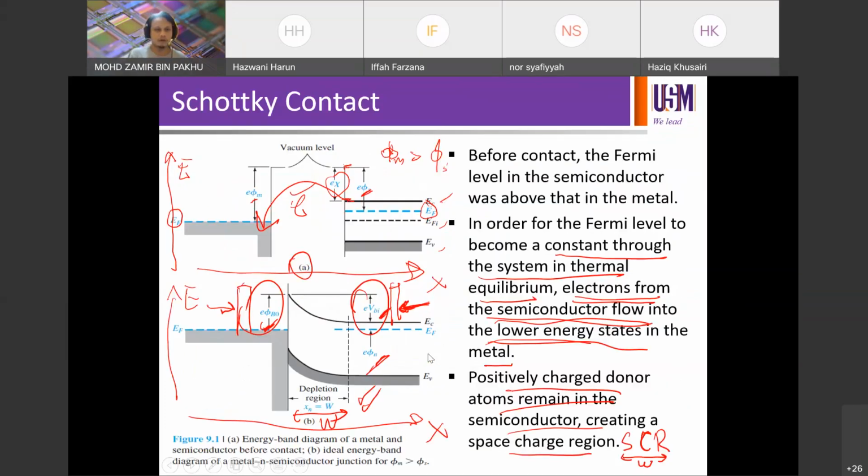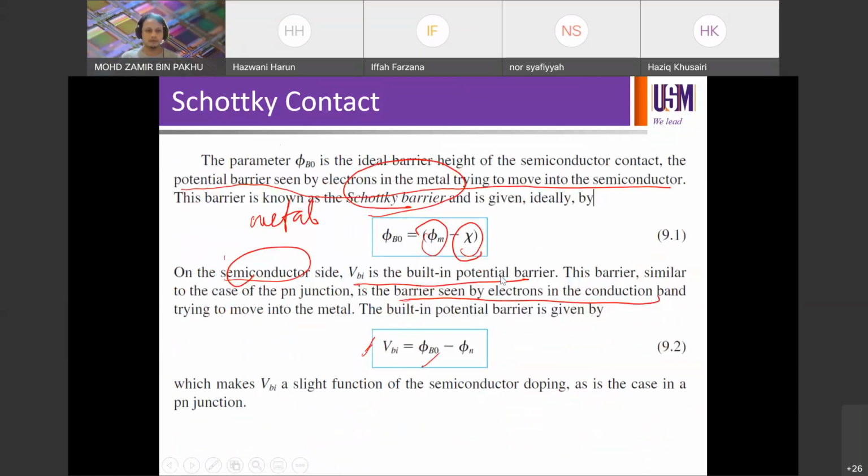Phi B naught on the left minus this one, phi n. Which makes VBI a slight function of semiconductor doping, as in the case of PN junction. So since it depends on the semiconductor, VBI depends on the semiconductor doping.